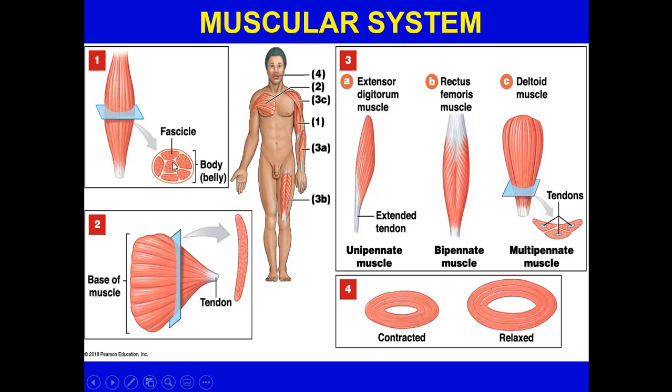Now, here are the fascicles. And this would be the wide part here, so this is going to be the body or the belly of the muscle.